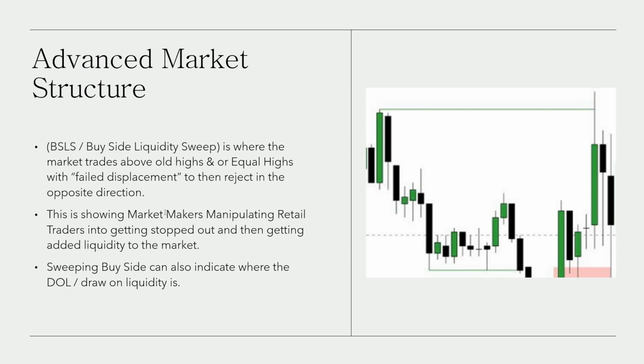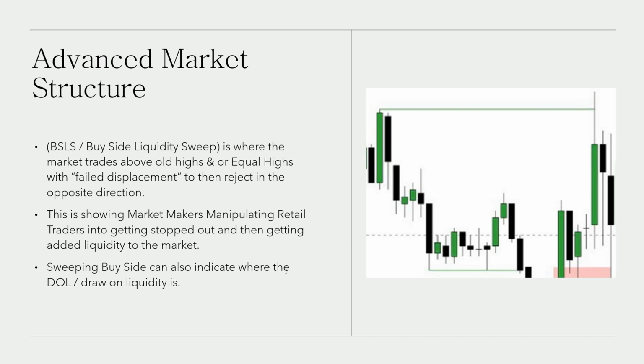Now, this is showing market makers manipulating retail traders into getting stopped out and then getting added liquidity to the market. So, whoever was going long here, they would have got stopped out. Whoever was going short here, they would have got stopped out. They're getting stopped out on the short orders because their stop losses are above the highs usually, and they're getting stopped out on long orders because the market is going short now, which is adding liquidity to the market.